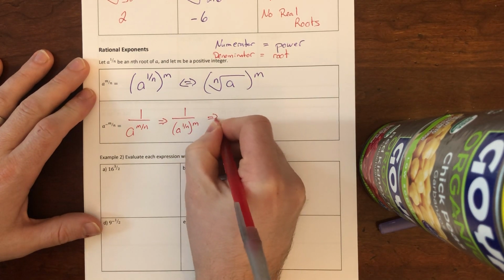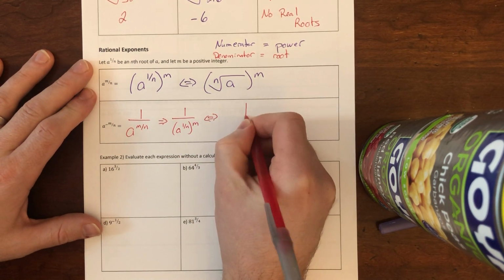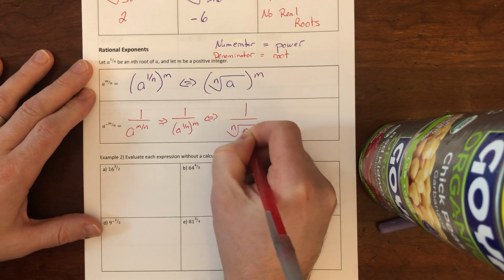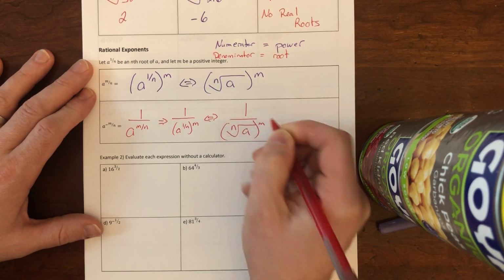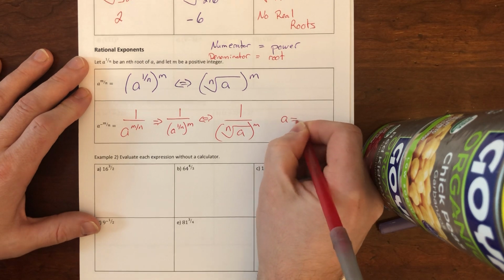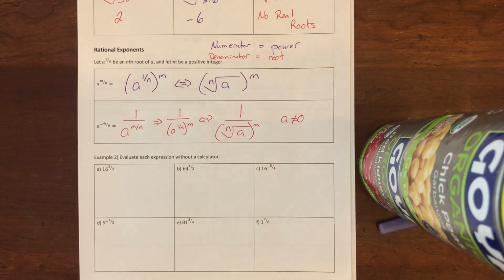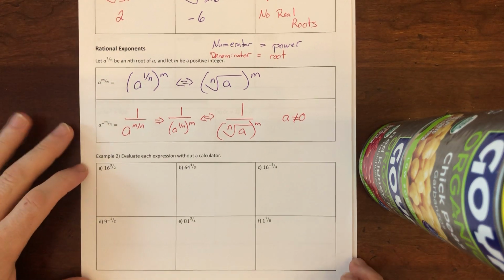All right, and this can kind of help us. These two are the same as 1 over the nth root of a all to the m. And just remember that a cannot be 0 here. You're probably like, what is going on with this? Don't worry, we're going to practice it. You'll see it. It'll make a lot more sense.